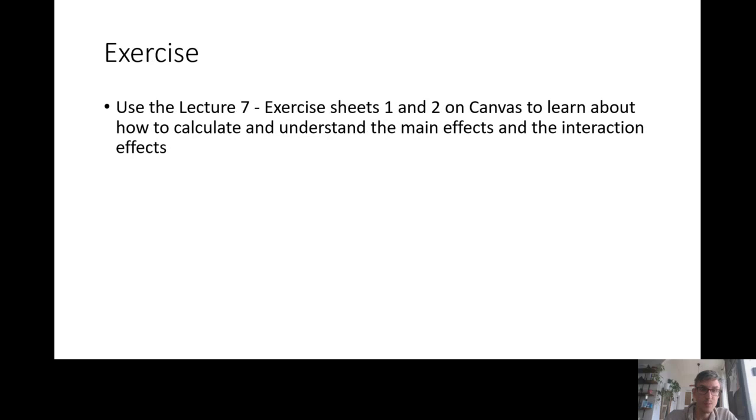You can get a little bit more insight into how we calculate the main effect and the interaction effect by doing the exercises that I uploaded to the e-learning platform. So just go there and download the PDFs which are called Lecture 7, Exercise 1 and 2, and you will find the tasks. Just follow the instructions there, and you will be able to get a bit more understanding about what is a main effect and what is an interaction effect, and how to calculate them in a very simple way.